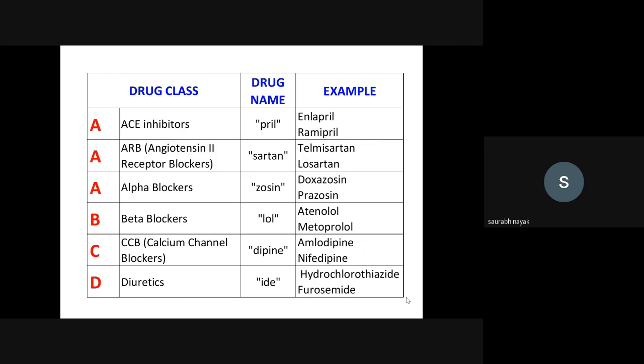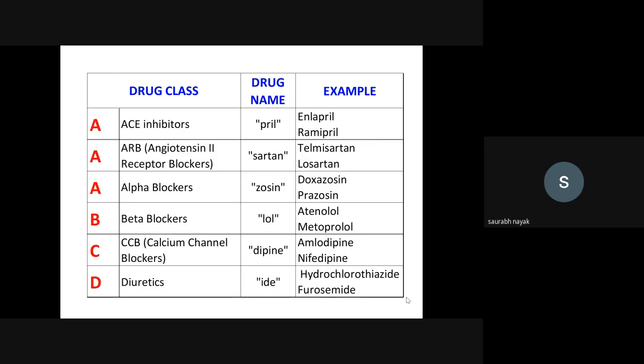So how to remember the names of the drugs in different categories? Suppose if it is an ACE inhibitor, then the name must contain pril. For example, enalapril, ramipril, etc. If the drug is an angiotensin 2 receptor blocker, then the name must contain sartan: telmisartan, losartan, etc. If it is an alpha blocker, the name must contain zosin: doxazosin, prazosin, etc. If it is a beta blocker, then the drug name must contain LOL, L-O-L. For example, atenolol, metoprolol, etc.